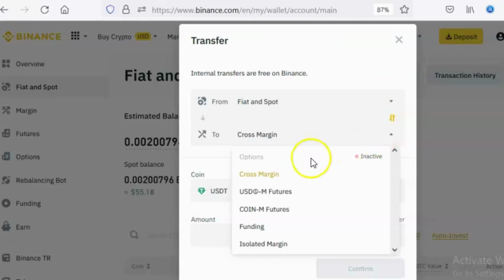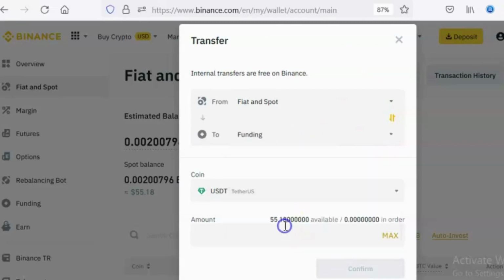But for example, if you want to transfer from fiat and spot to funding, you can see we indicate funding, and then since I have funds currently in fiat and spot, all I need to do is indicate if I want to transfer everything, I just click on maximum. Once I click on maximum, I click on confirm, and the fund will be sent to funding.